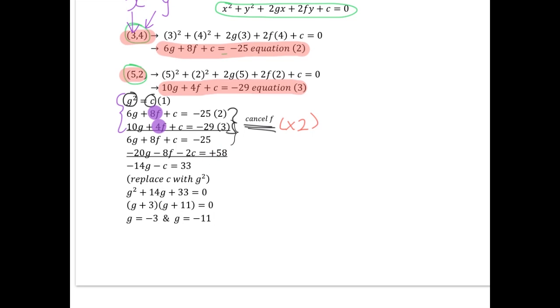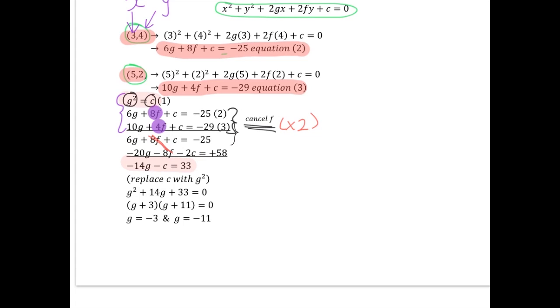Then, if we add these 2 equations together, we can see that the 8f and the minus 8f cancel, leaving us with an equation here, minus 14g minus c equals 33.